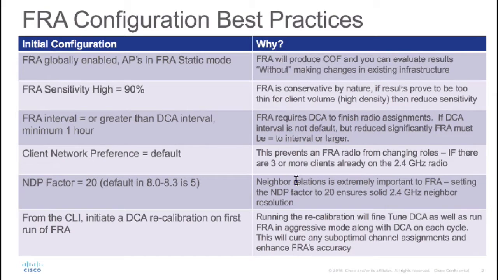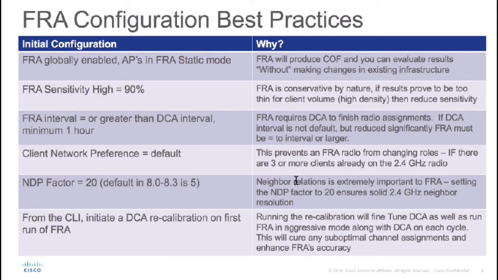FRA sensitivity, high, 90%. Why? It's been very conservative. FRA is extremely conservative by nature, and we've had people that leave it set to low, which is 100% coverage, and then they get a bunch of 92s, 98s. In our experience, there's use cases where even 75% coverage may be well enough. For instance, an AP on an outside wall that you're only using 50% of the circle, you can probably flip that to dual 5 gigahertz if it's 75% covered.